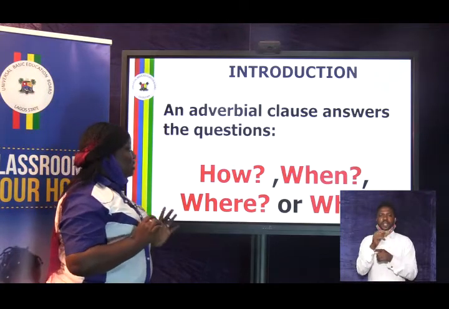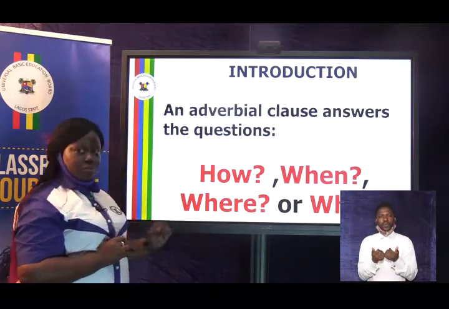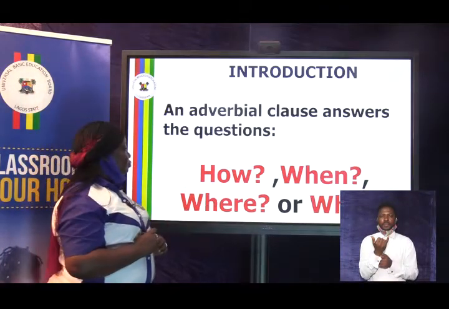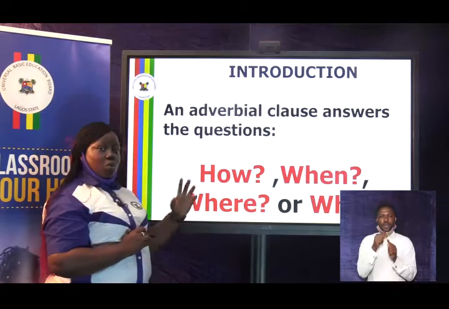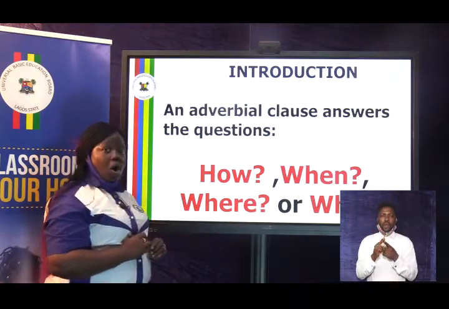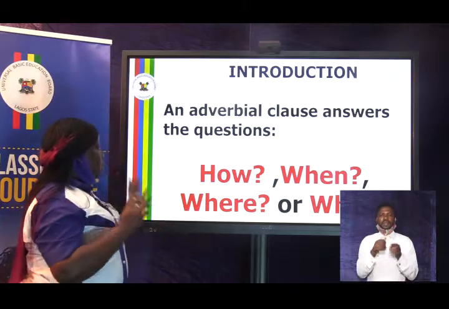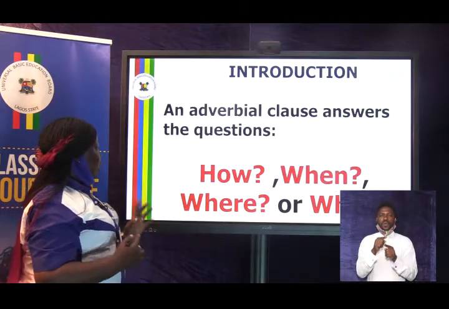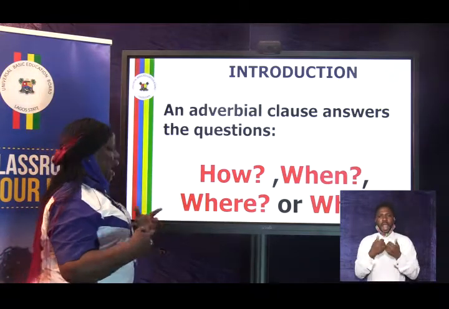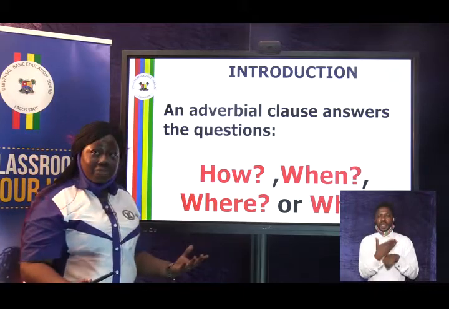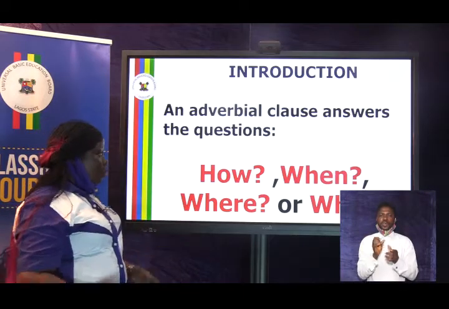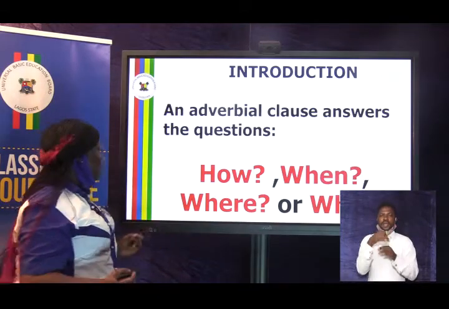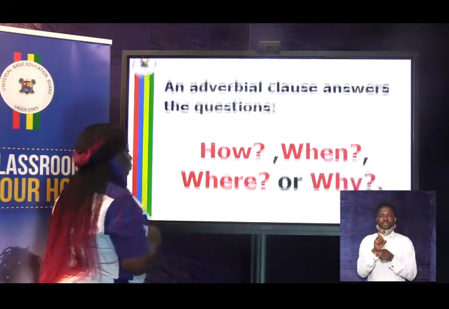An adverbial clause answers the questions how, when, where, or why. That is what an adverbial clause answers to. When anything comes with how a thing is done, when a thing is done, where it is done, or why it was done, then we're looking at adverbial clauses. Let's move on.